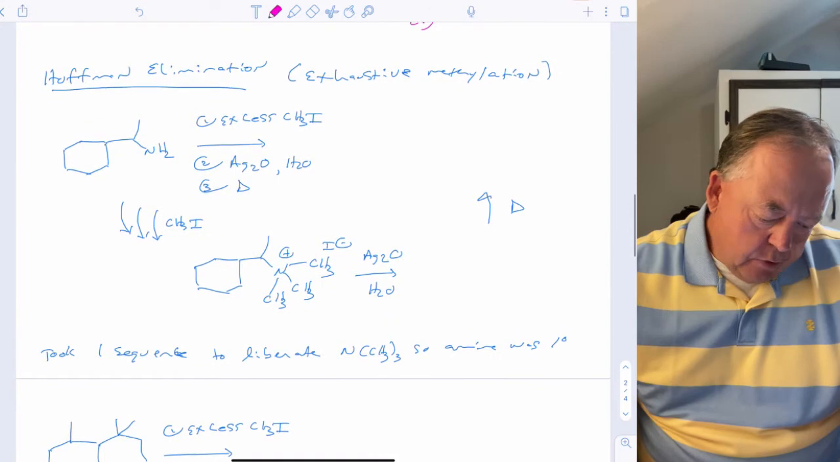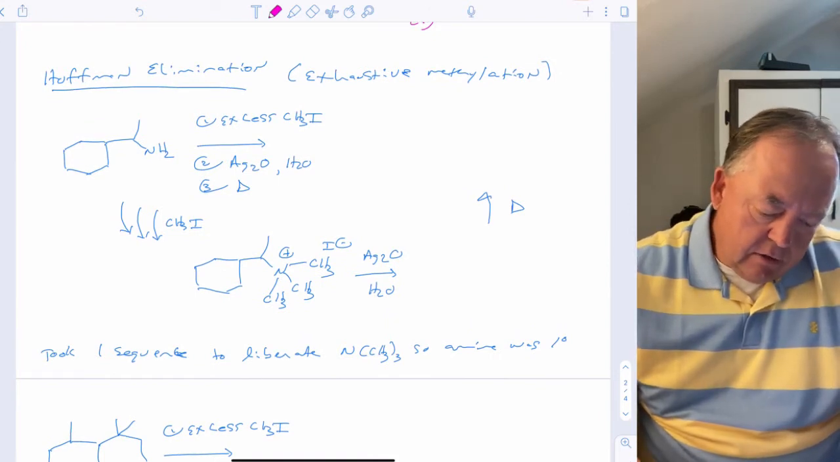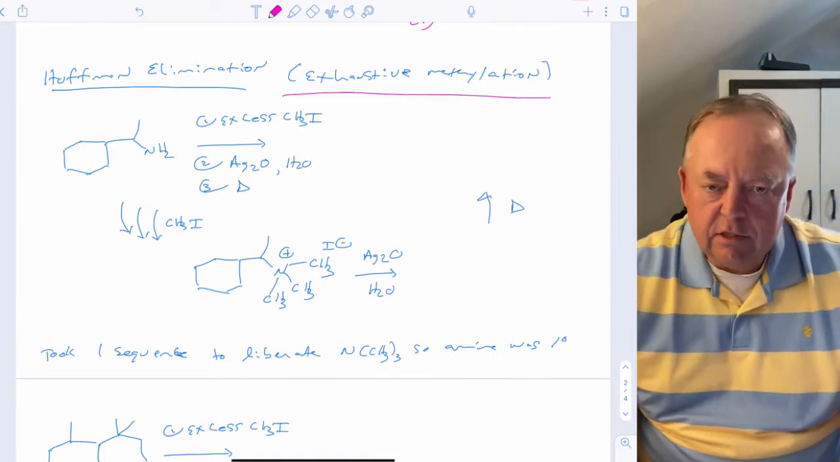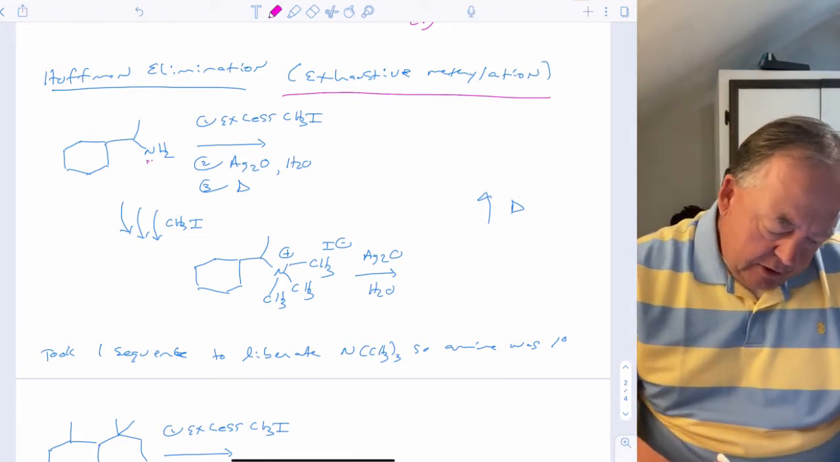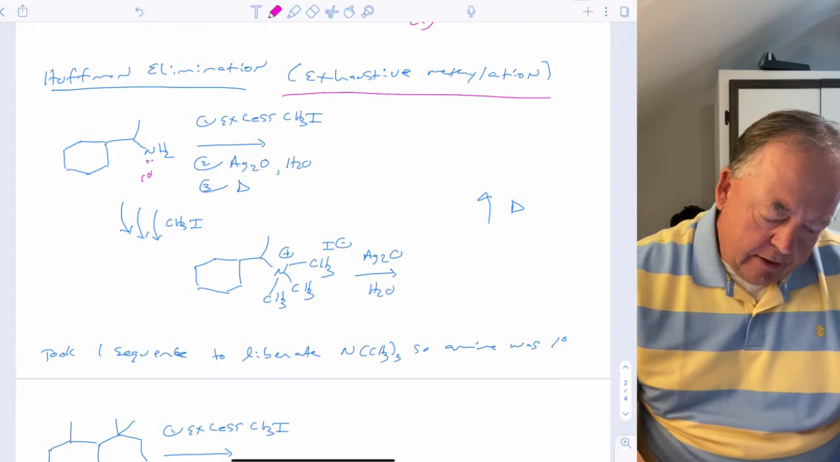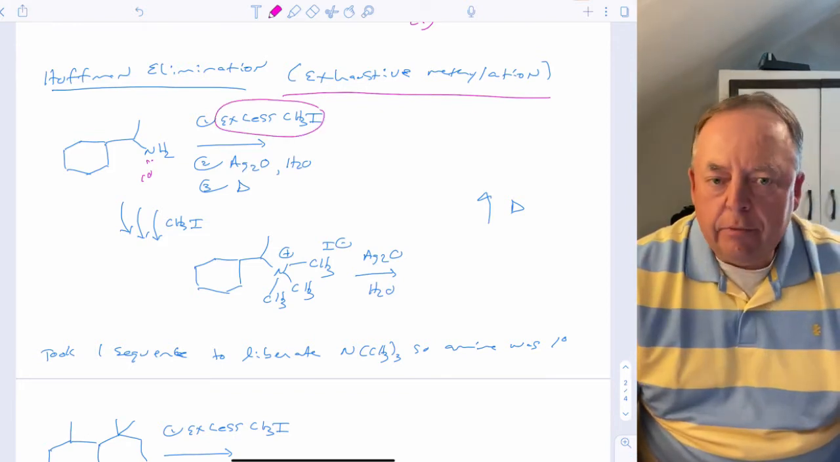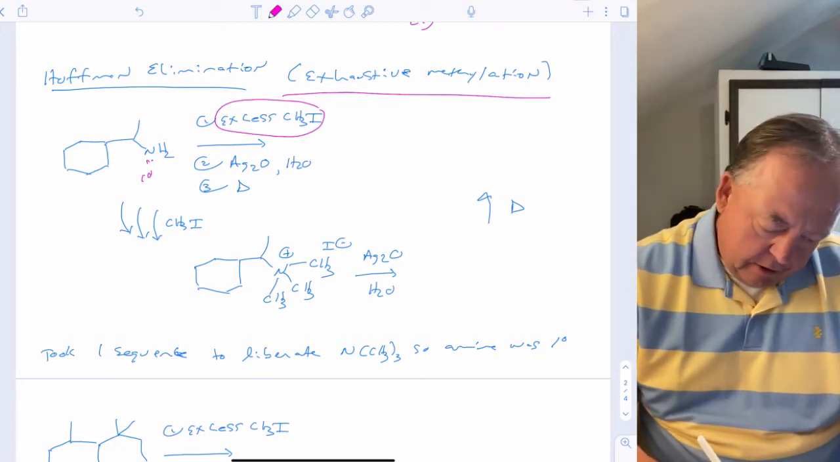Okay, so this is another reaction that amines undergo. It's called Hofmann elimination, or a process through what's called exhaustive methylation. If we take this amine, which is primary, and react it with excess methyl iodide, then the nitrogen is going to keep reacting with methyl iodide until it's quaternary, right?